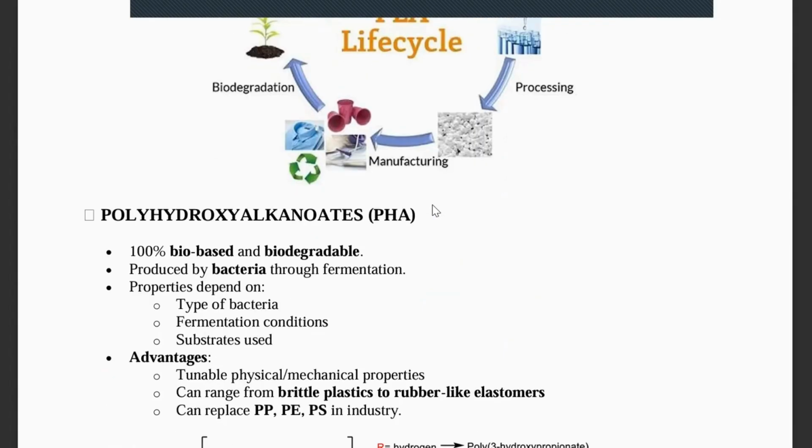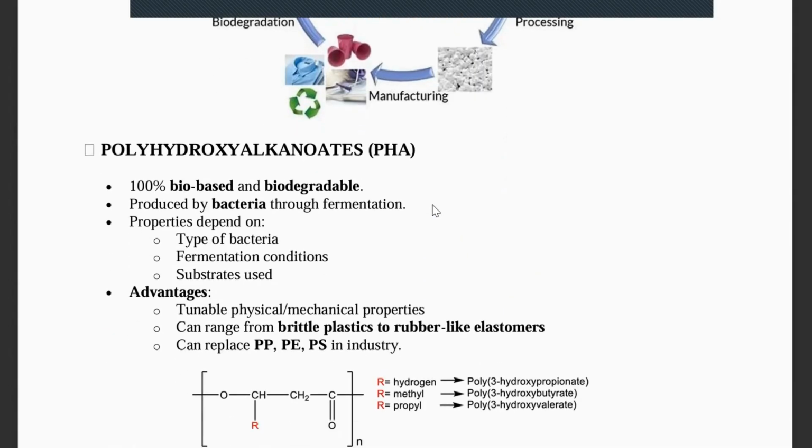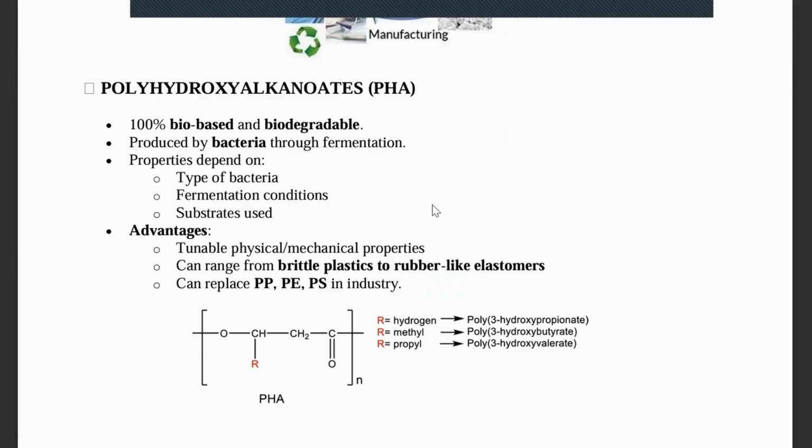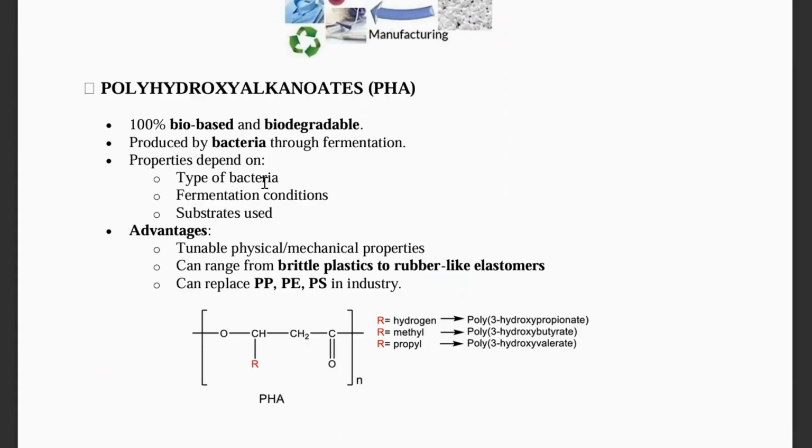This is how the PLA's life cycle is. Now, PHA. PHA is 100% bio-based and biodegradable. It is produced by what? Bacteria through fermentation. So properties depend on which type of bacteria it is, fermentation condition, substrates used. Advantages: it has tunable physical or mechanical properties. It can range from brittle plastics to rubber-like elastomers. You can make any of the plastic. It can replace PP, PE, PS in the industries.